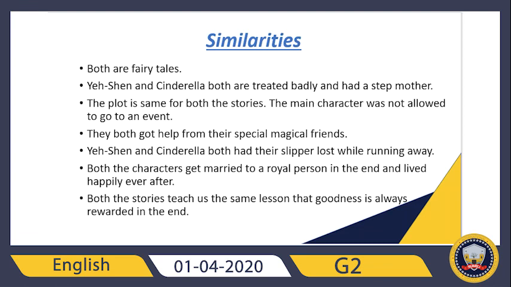The main character was not allowed to go to an event. Do you remember in Yi Shen she wanted to go to the festival, and in this case Cinderella she wanted to go to the ball. They both got help from their special magical friends. So in Yi Shen it was the magical fish, and here she had a fairy godmother. Yi Shen and Cinderella both had their slipper lost while running away. Both the characters get married to a royal person in the end and lived happily ever after.